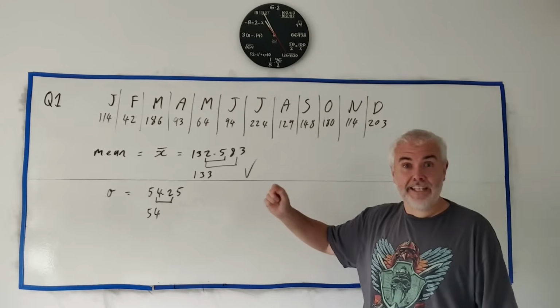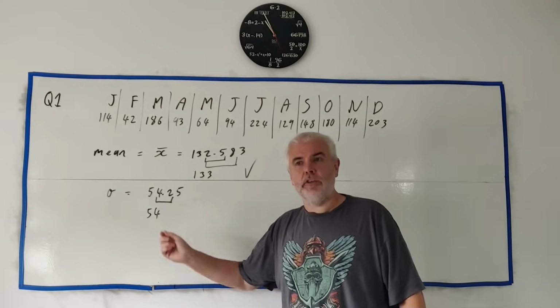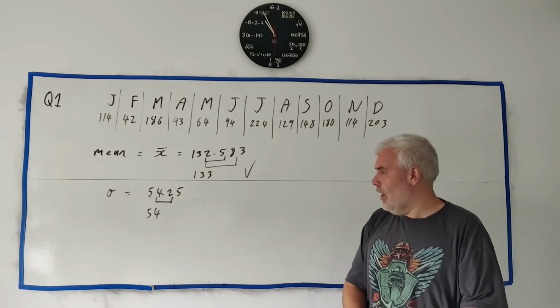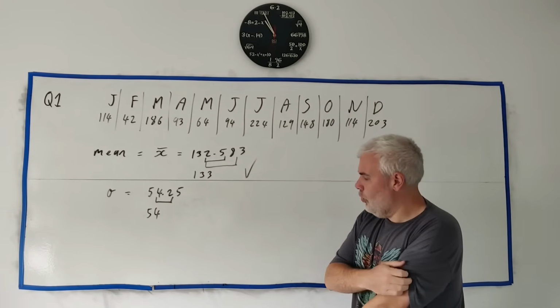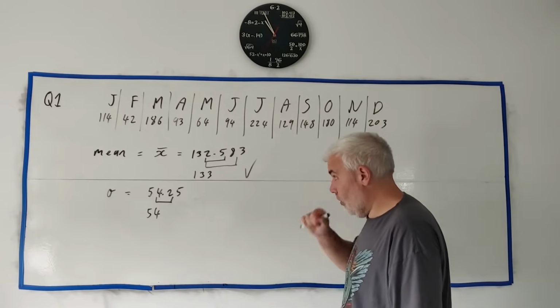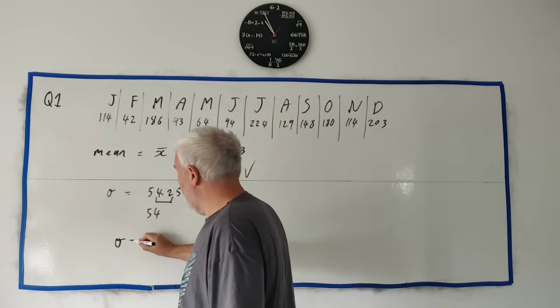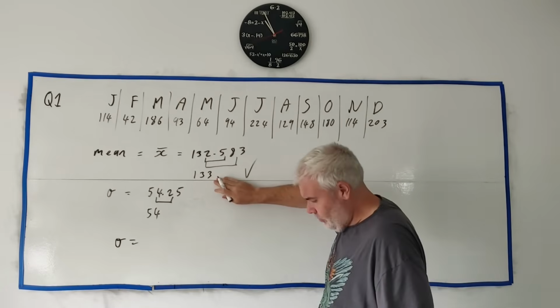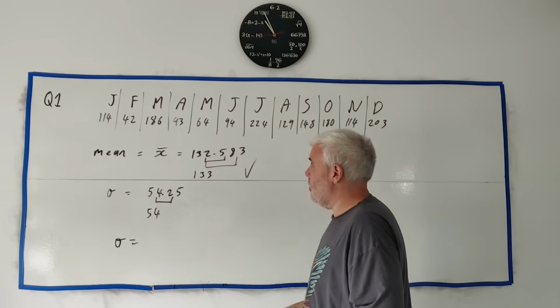Without using this stats function on a calculator, you can do it, but you'll probably take maybe 10 plus minutes. Just to show you roughly how to do this without a calculator, you'd have to get this number first, so you have to do this first to get the standard deviation.